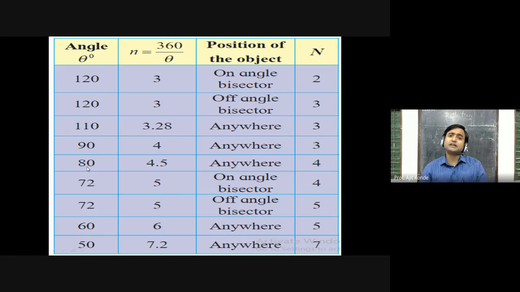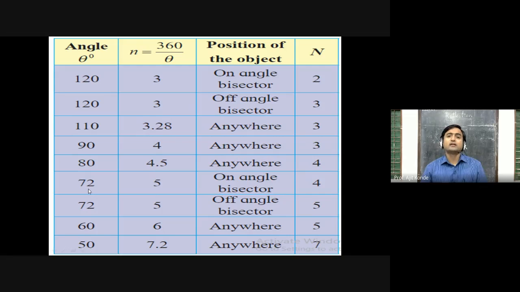See, if we have 80, the angle between two plane mirrors is 80. अगर दो प्लेन मिरर्स के बीच का एंगल 80 है तो आप 360 डिवाइडेड बाय 80 करेंगे, आंसर कम्स टू बी 4.5. फिर अभी डेसिमल में आया है तो हमको नहीं देखना है कि ऑब्जेक्ट एंगल बाइसेक्टर पे है या नहीं है. फिर हम क्या करेंगे? We will take its integral part which is 4. The answer comes to be 4.